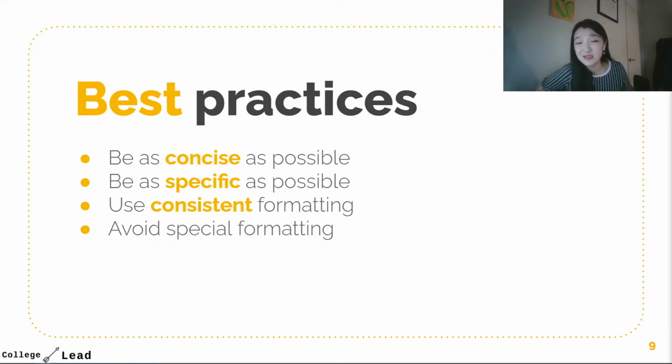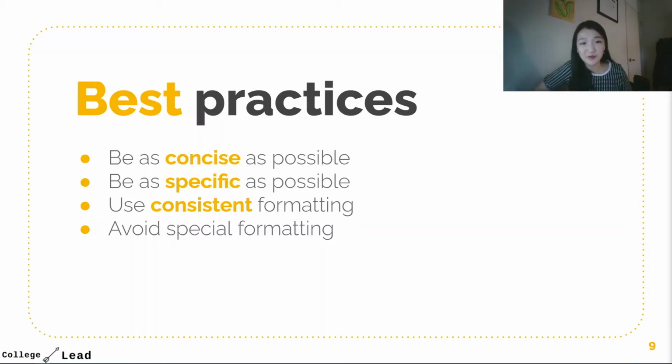Next, use consistent formatting. If you're separating each one of your phrases with a comma, do that for all of your descriptions. If you have a period at the end of each of your descriptions, do that for all of them. Don't just have the top 3 descriptions with a period at the end. Remember to keep the formatting consistent. It just comes off as more professional and also makes it much easier to read.